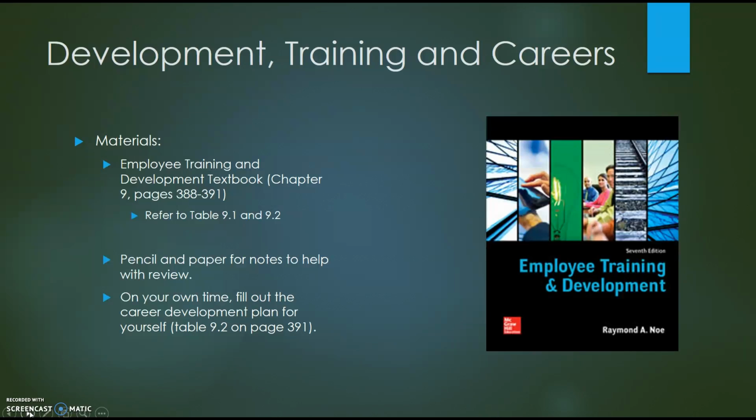This is part 2 of our 3-part training on development, training, and careers. The materials that you will need for this part of the training are the Employee Training and Development Textbook, specifically Chapter 9, pages 388 through 391. Please refer to tables 9.1 and 9.2 throughout this training. You may also want to grab a pencil and paper to take notes, that way you may refer to it later when we have a review activity. And on your own time, I do recommend you fill out a career development plan for yourself, which can be found on page 391 of Chapter 9 in the textbook.